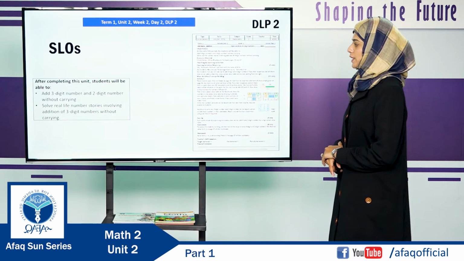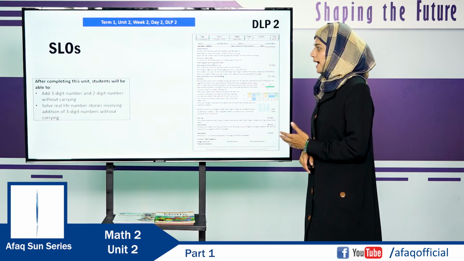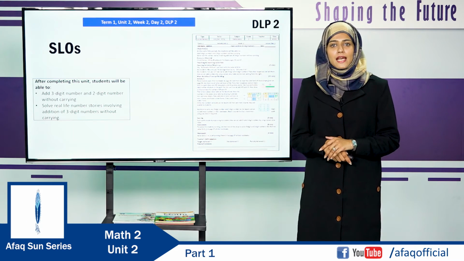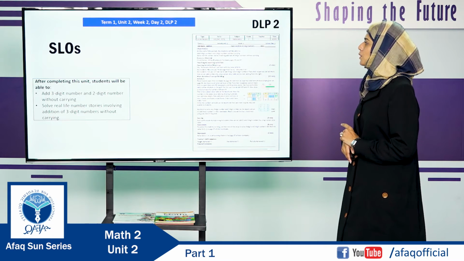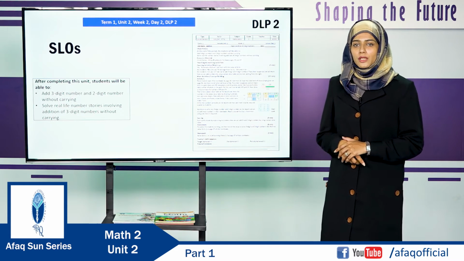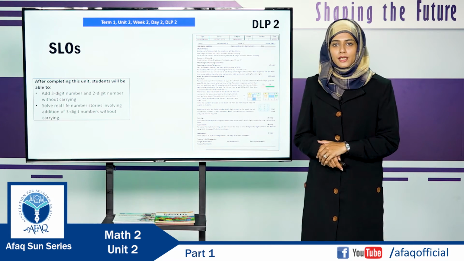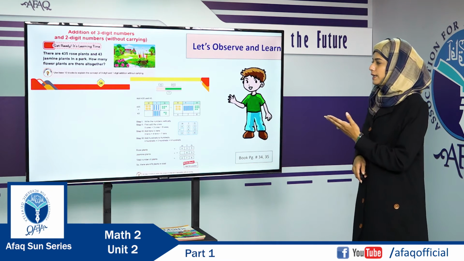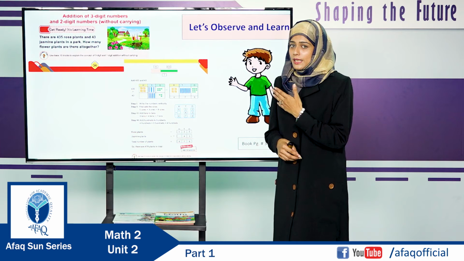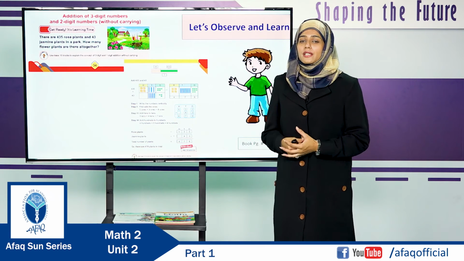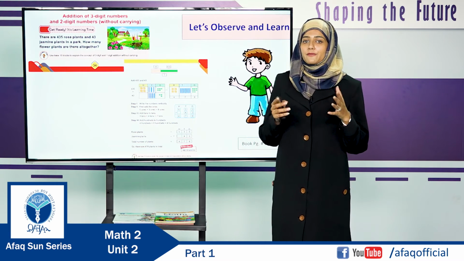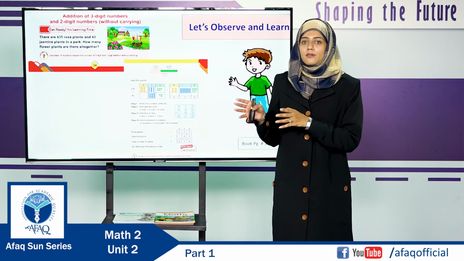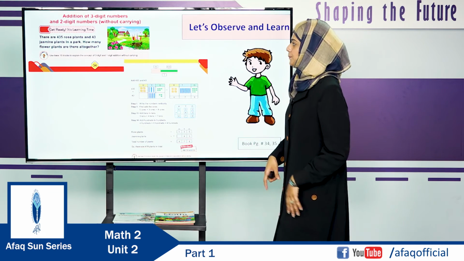In this SLO, we are going to add 3-digit number and 2-digit number without carrying. To cover this, the methodology has been provided in DLP 2, which falls in Term 1, Unit 2, Week 2 of Day 2. Now on page number 34-35, here is a statement question. Whenever there is a statement question, we have to read it very carefully and divide the information area on the other side and write what we have to find on the other side.